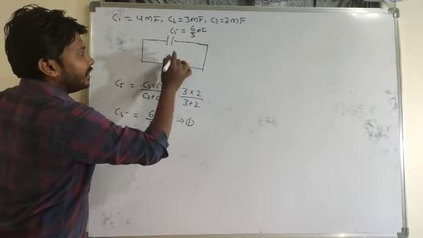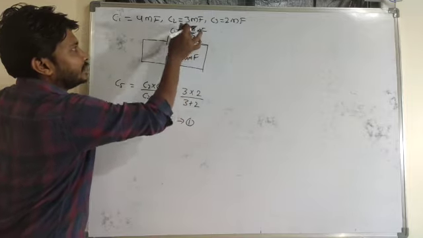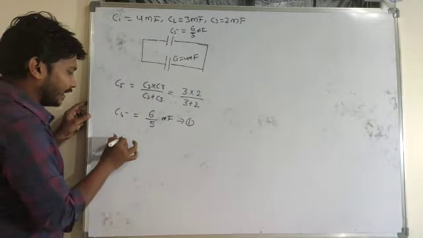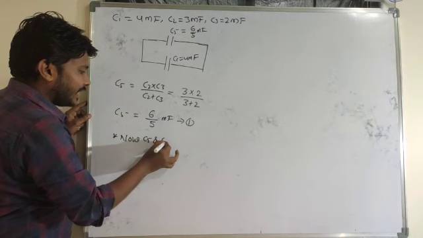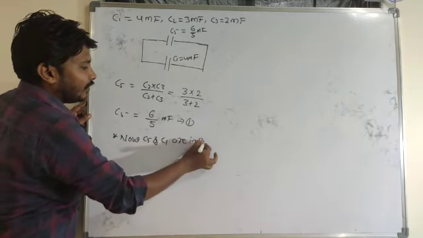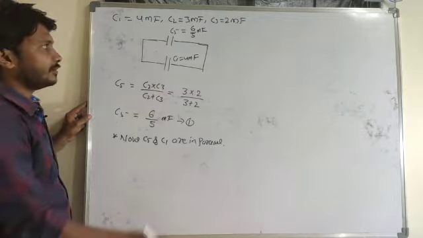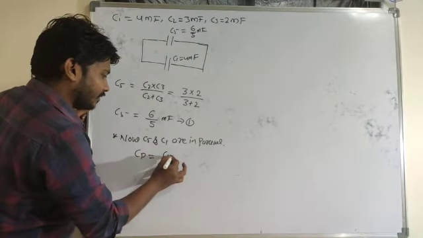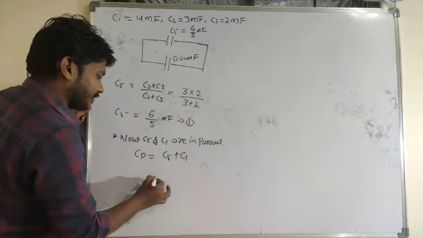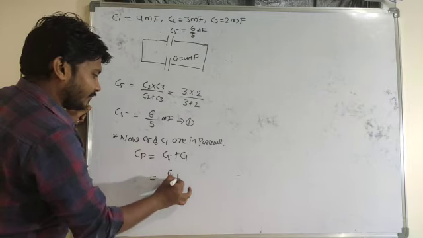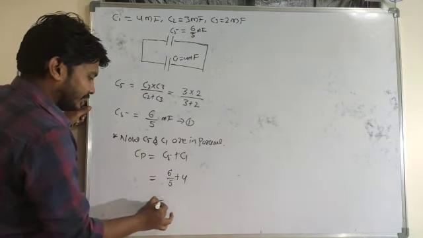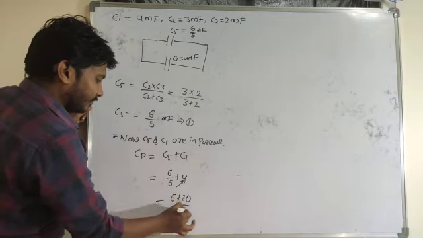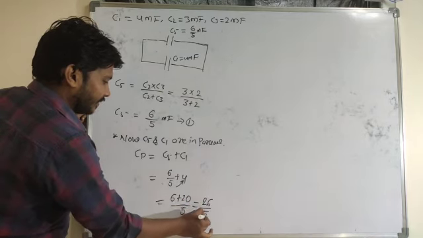Now what is the nature of combination between 6 by 5 millifarad and 4 millifarad? These two are in parallel combination. So C of P is equal to C of S plus C1. C of S value is 6 by 5 and C1 value is 4 millifarad. So 6 plus 5 into 4, divided by 5, gives 26 by 5.